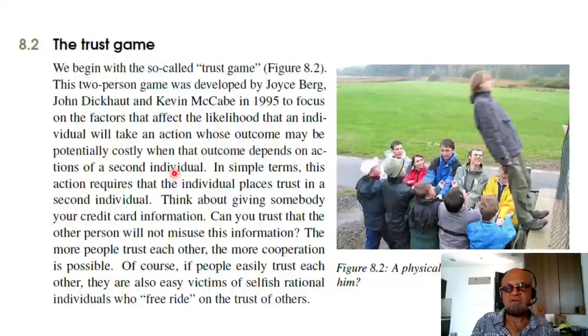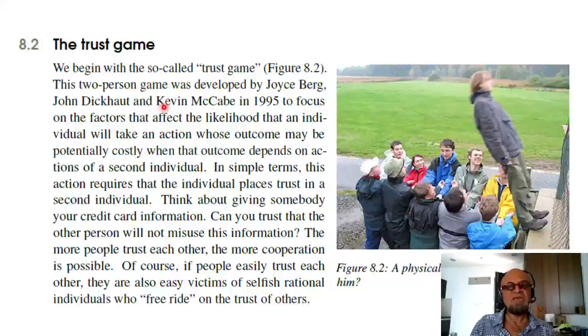So let's start with a trust game, and this is a nice figure already. This is a physical trust game. Will they catch him? There is a guy standing here and he's falling backwards, assuming that these people will catch him, or prepare to fall if they don't catch him, because that's the trust part. Of course it matters whether these people know him and they're friends, or they're complete strangers, and whether this person will trust that they will catch him may also depend on whether he knows them or not. Okay, so we begin with the so-called trust game.